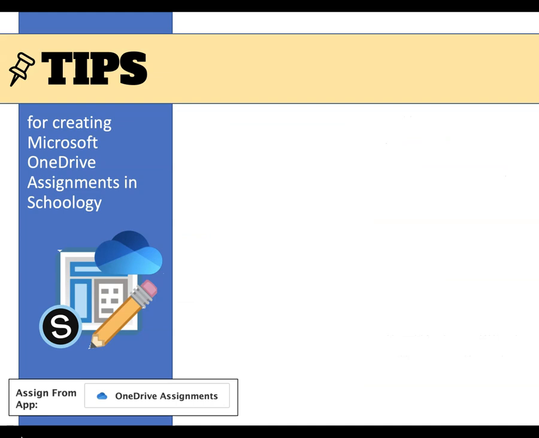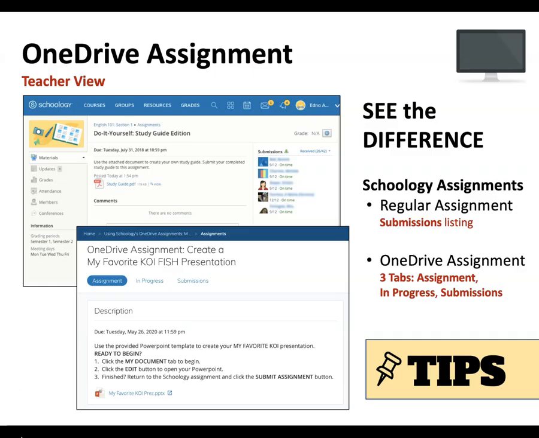Here are a variety of tips, techniques, and reminders for teachers using OneDrive assignments in their Schoology course. First, as a teacher, you can always tell the difference between a regular Schoology assignment and a OneDrive assignment. In a regular Schoology assignment, I have that far right submissions panel, which will be the list of my students and who's submitted. In a OneDrive assignment, I will see the Assignment tab, In Progress tab, and the Submissions tab. So do you see how they look a little bit different?